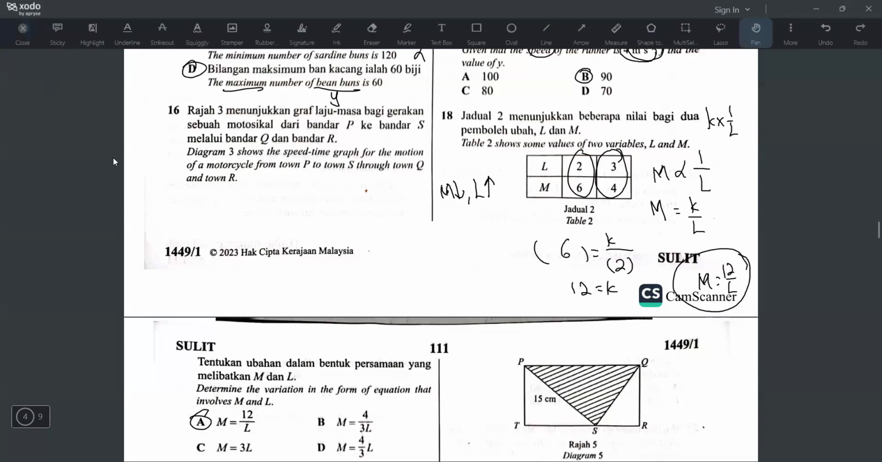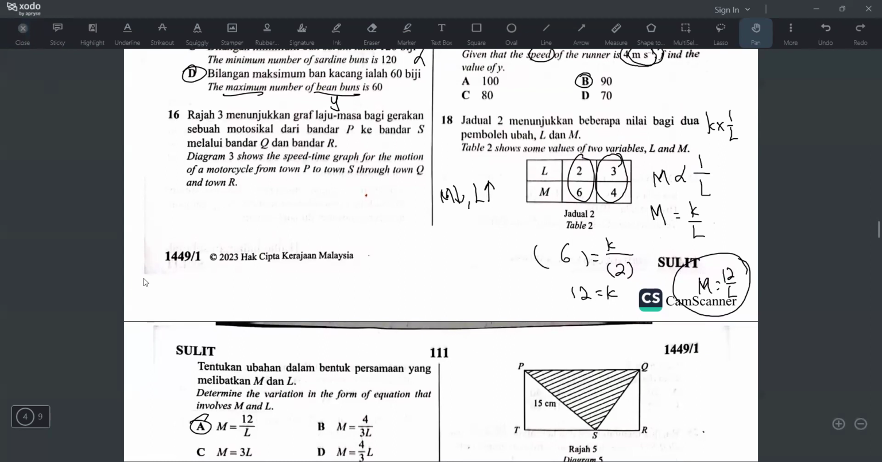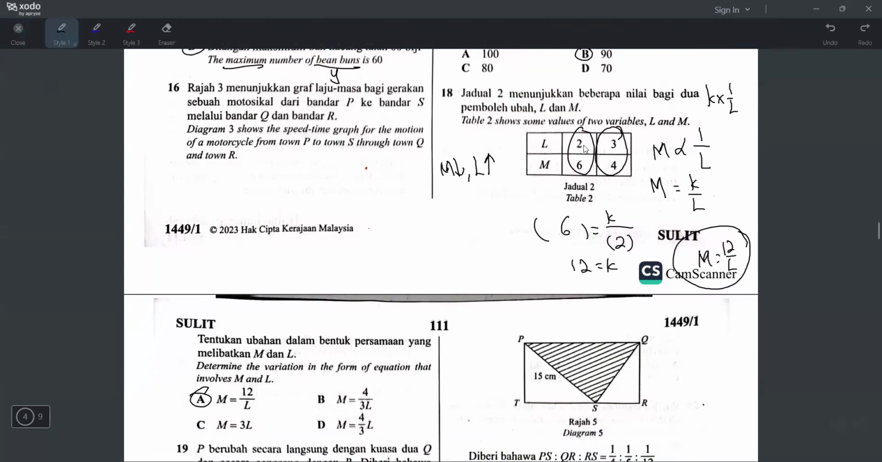Okay, there is one more way. I want to tell you another method. One more way is you test. You try to substitute 2, 6 into A. For example, M equals 12 over L. You try to substitute L equals 2 here, and see whether you take 12 divided by 2 and get the 6 or not. Right? And then if you get it, you try with the next point.